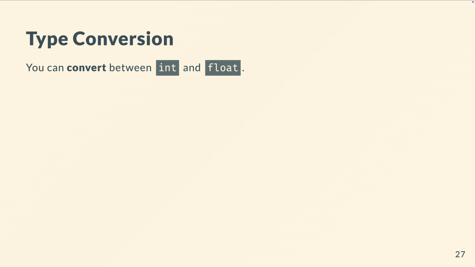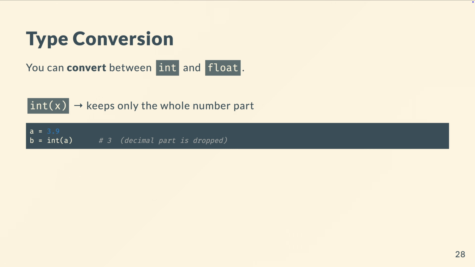Now type conversion. You can convert between int and float. Here are some examples. int of x converts a number to an integer by dropping the decimal part. If a is 3.9, then int of a becomes 3. It does not round to 4. It simply drops what comes after the decimal point.